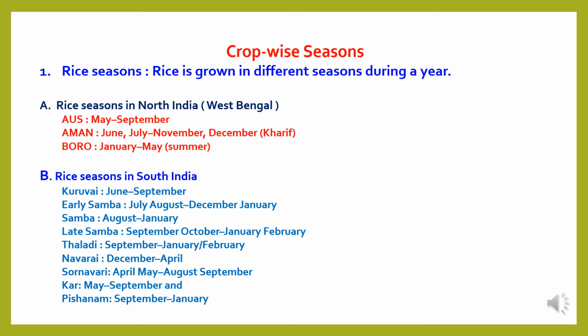Then Aman, which starts from June and ends by December. This is also known as Kharif season. Then third is Boro season, which starts from January and ends in May. This is also known as summer season. After that, rice seasons in South India.